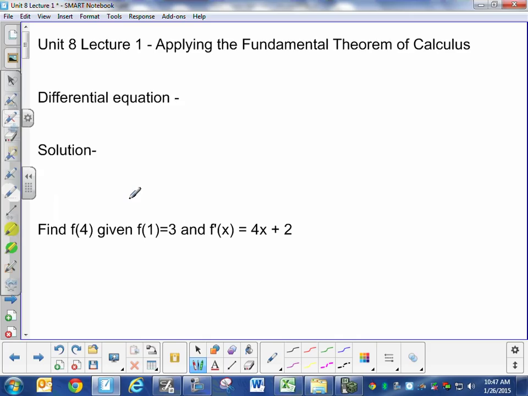So 8 out of 10 units. So we have 3 more units of material, 3 more tests of new material, and then we start reviewing for the AP exam. That's it. It's crazy. Okay, then after we take the AP exam, things slow down in here.